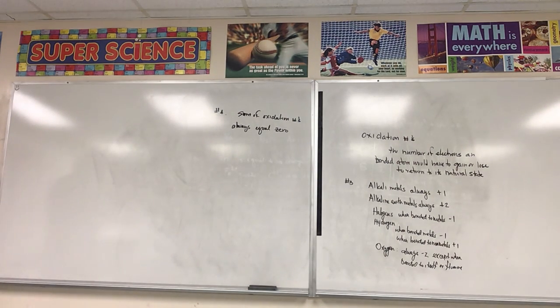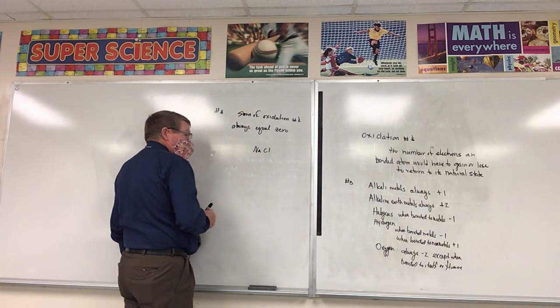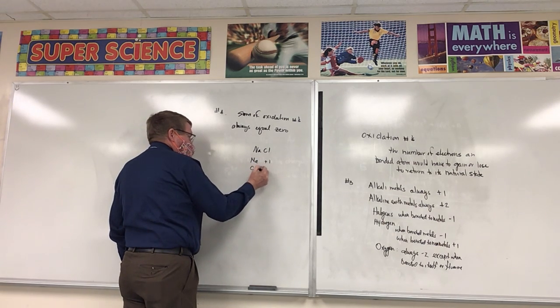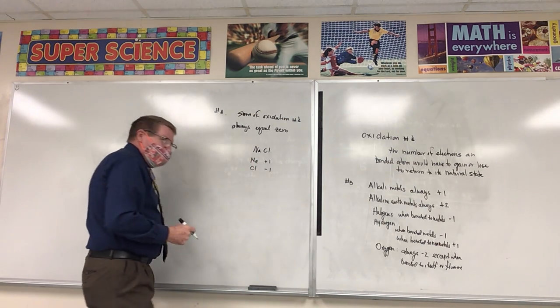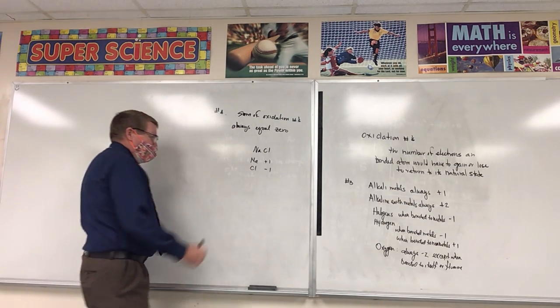The sum of all the oxidation numbers of a neutral compound is always 0. Say for instance, we had the example NaCl. Na was +1, Cl was -1. Those two together would add up to equal 0.